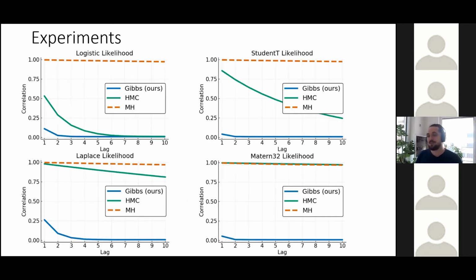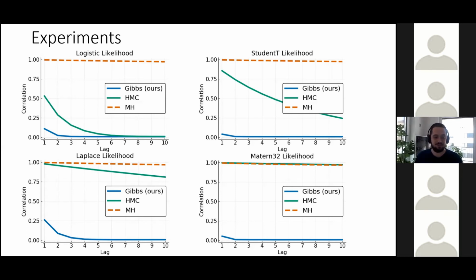But that's where the experiments shine. Here I'm just showing the lag, so the autocorrelation plots, for different likelihoods on some standard data set from UCI, I suppose. And I'm comparing the very simple approach of sampling with Metropolis-Hastings with a Gaussian proposal, then HMC with optimized parameters, and finally our approach with Gibbs sampling.